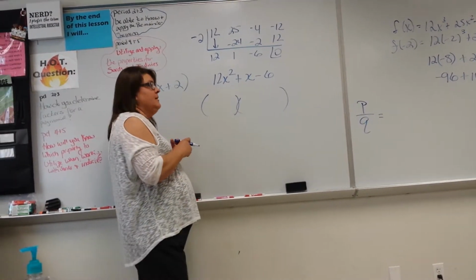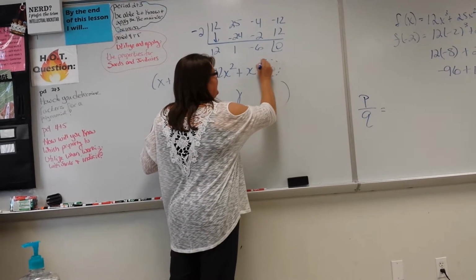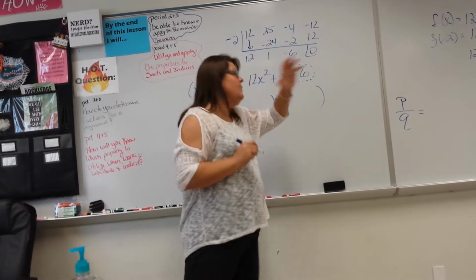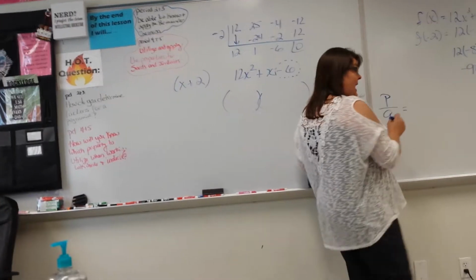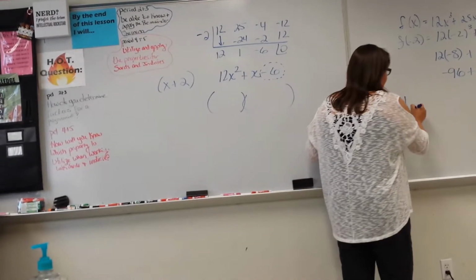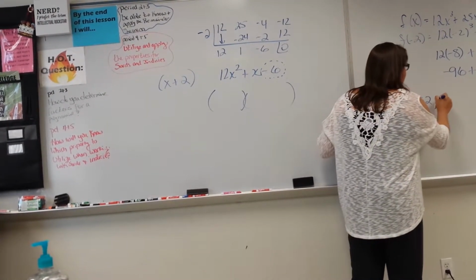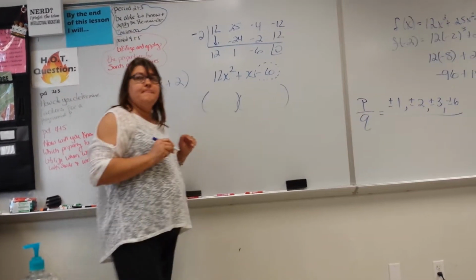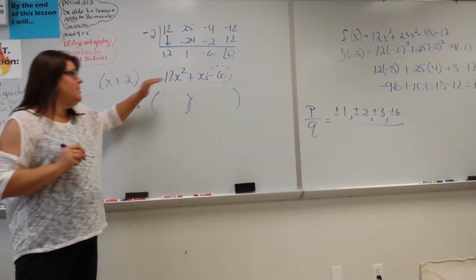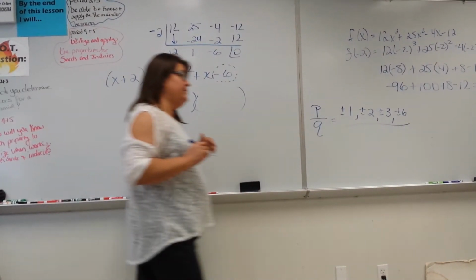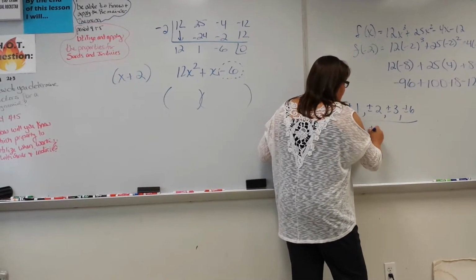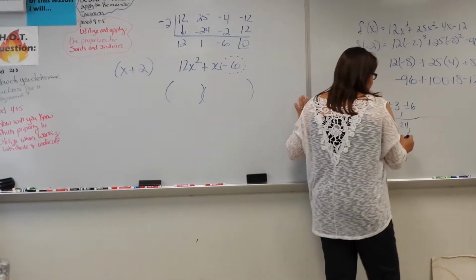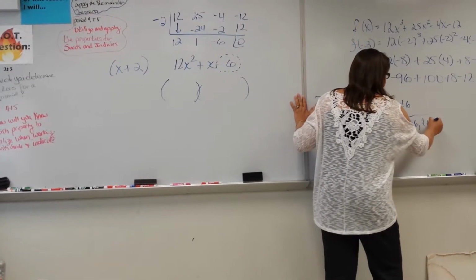So, how does this work? You're going to take the factors of the last number. So, what are all the things that could go into 6? Plus and minus 1, plus and minus 2, plus and minus 3, plus and minus 6. So far, so good? What are all the things that can go into 12? Plus or minus 1, plus or minus 2, plus or minus 3, plus or minus 6, plus or minus 12. We forgot a 4, but I stuck it in there.